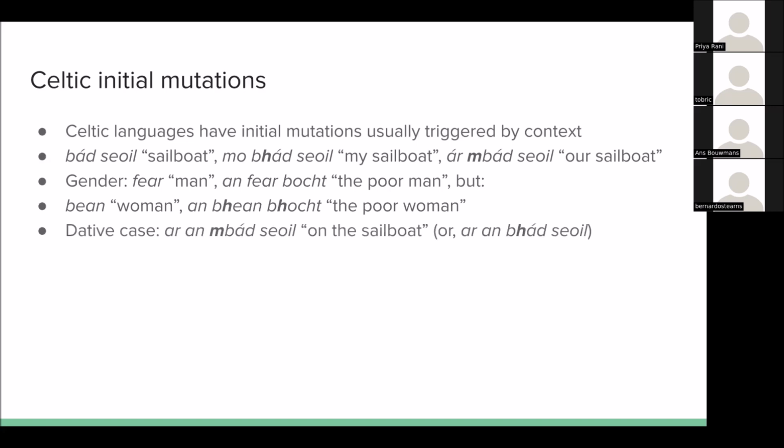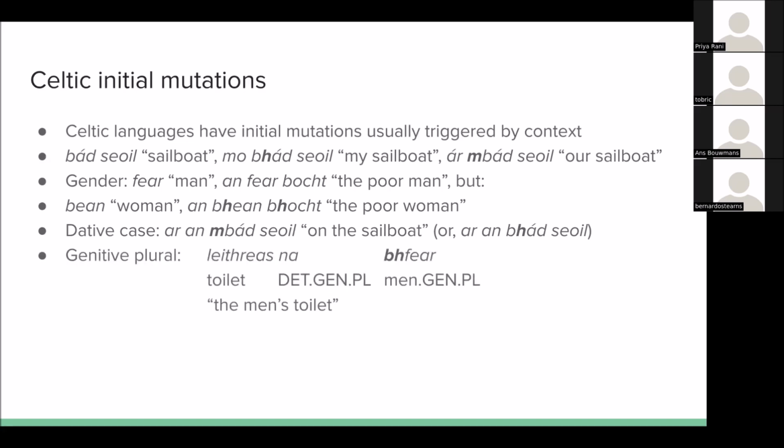In other contexts, in the dative case, if I say "on the sailboat," there is a change to "boat" again, which interestingly varies across dialects. I'll come back and talk about this a little bit, but this is an important marker of some dialects of Irish versus others. And as another example, there's a mutation that occurs in the genitive plural. So if I say "the men's toilet," the toilet of the men, then the word "fear" for man gets this mutation, which in the writing system is a prefixed BH.